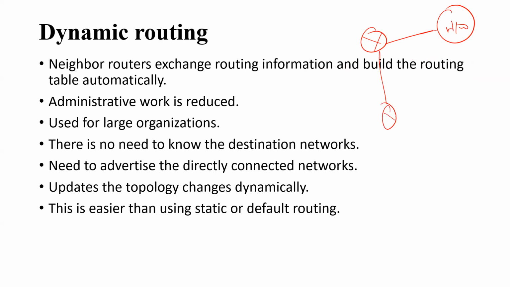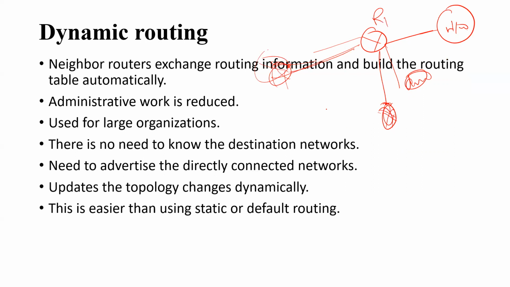Suppose we have another router. In general, we would have to point the route towards this IP address. But in dynamic routing, we won't configure any routes here. We will just configure on router R1 that this is your connected network. The remaining things will be handled by the dynamic routing protocol, which will learn all the routes connected to it, these routers and so on.